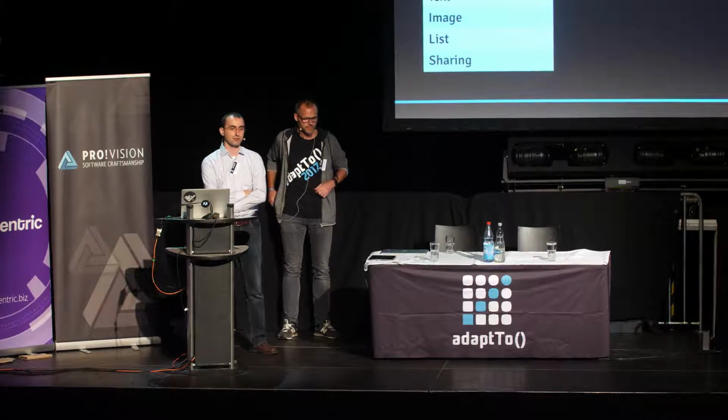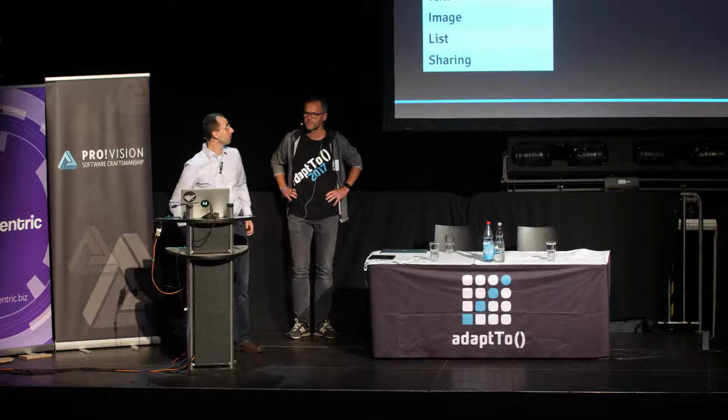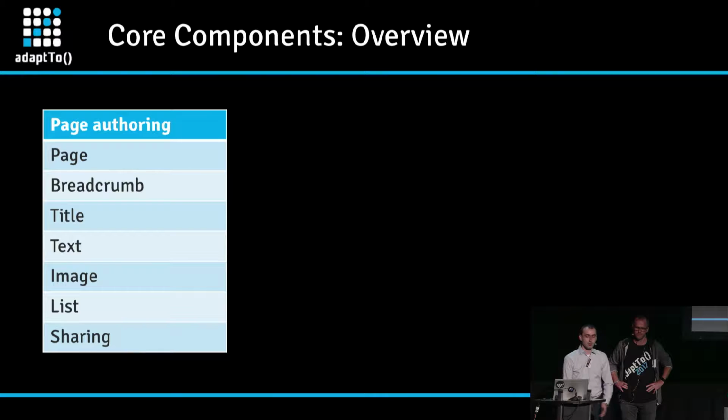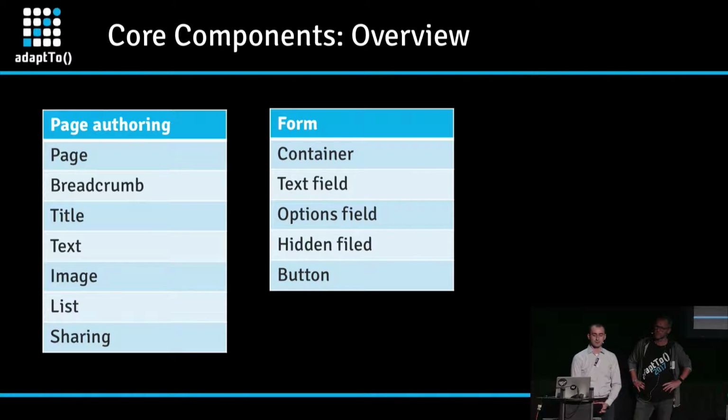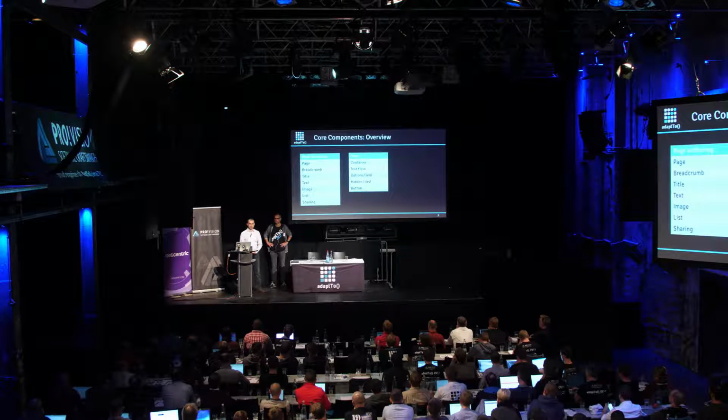We already have a set of components that, as Burkhard said, were published with 6.3. Most of them are common things that are used by anyone doing page authoring and web content management. We have a page, a breadcrumb, a title, text, image, a list, and a social network sharing component. We also started creating some form components. We have the basics: the container, the text, options, hidden fields, and the button.